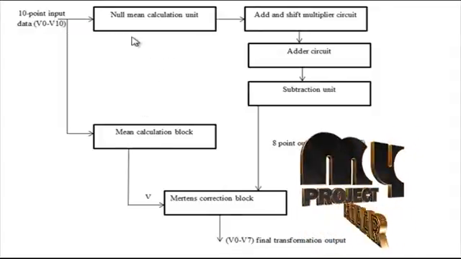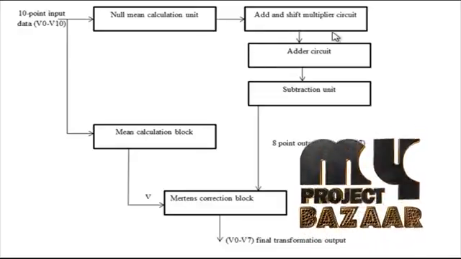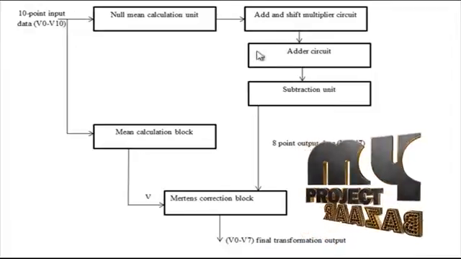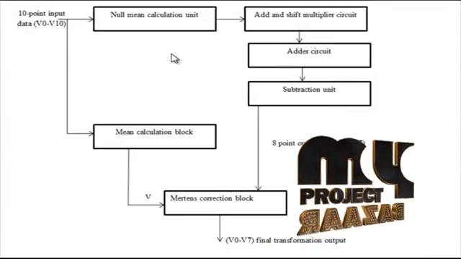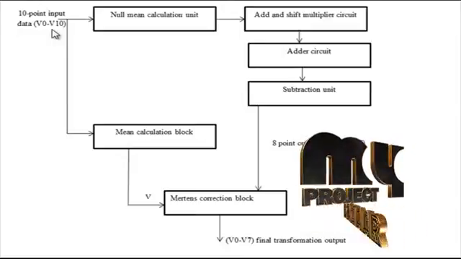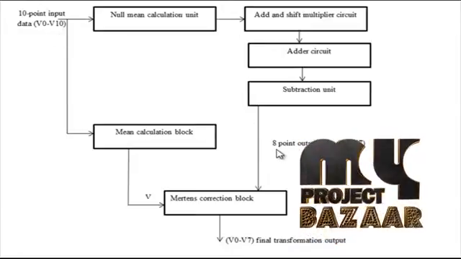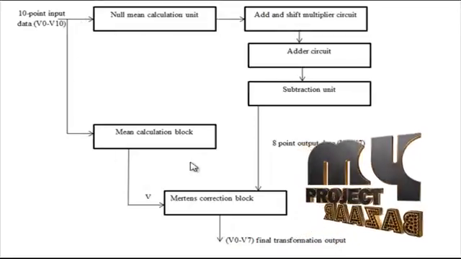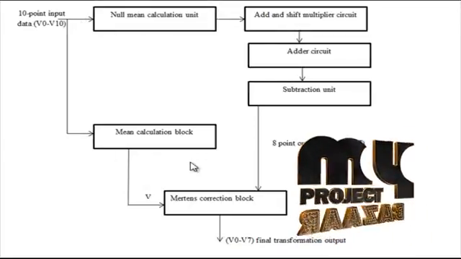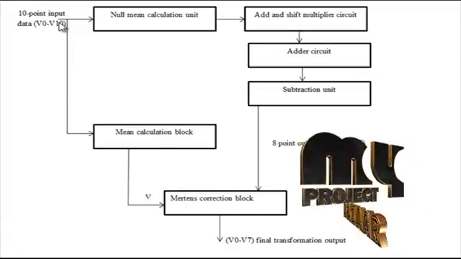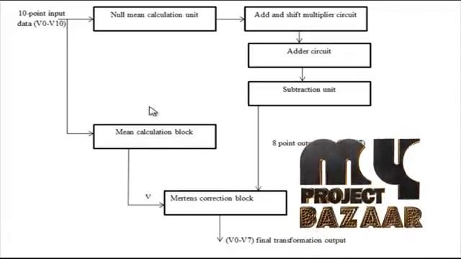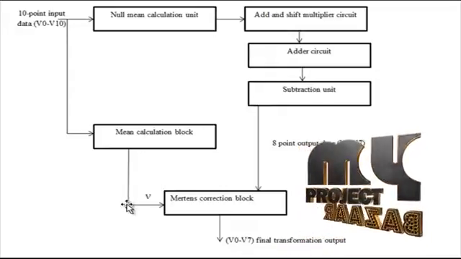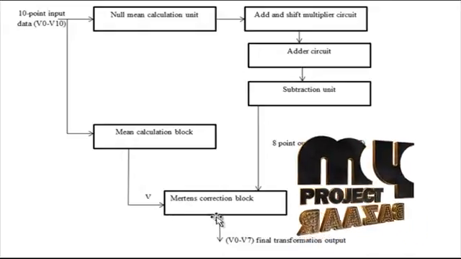In this null mean calculation unit there are add and shift multiplier circuits, adder units and subtractor units. Here we calculate the null mean value for the given input data, converting the 10-point input data into 8-point output data. Alongside the null mean calculation unit, the mean calculation block also runs to calculate the mean value for the given 10 input data, and its output is given as input to the matrix calculation block.